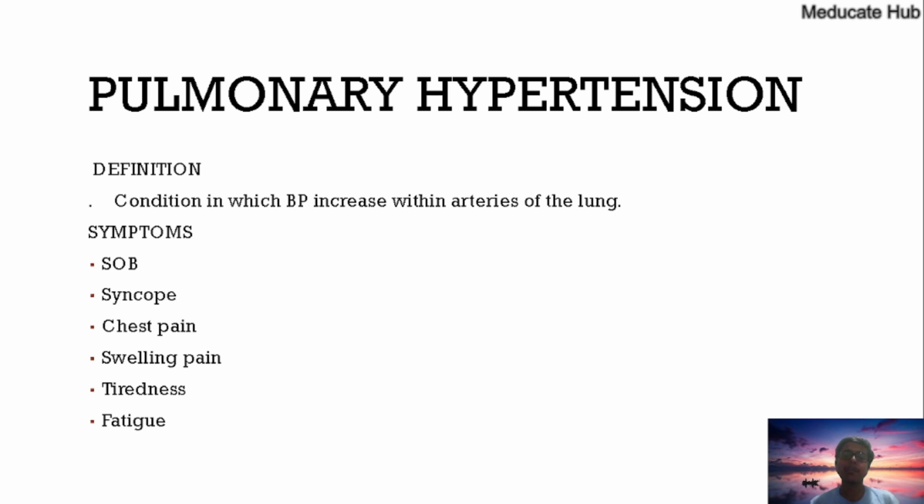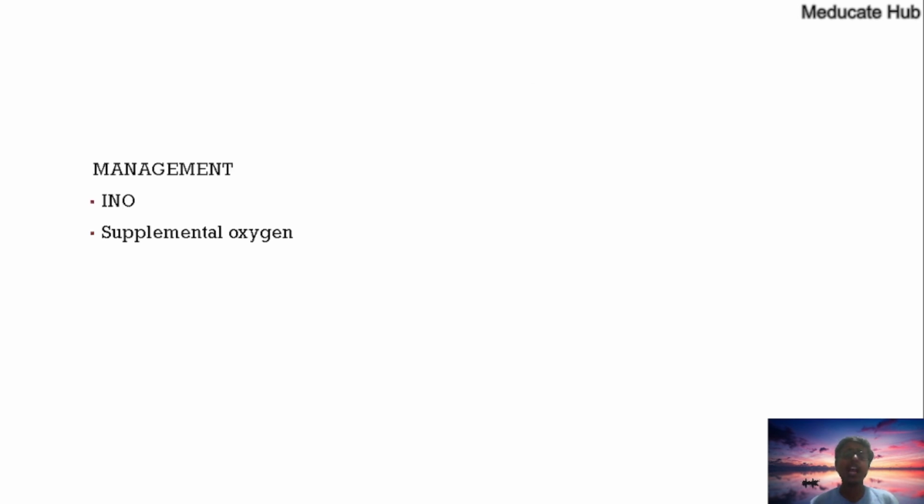Next, pulmonary hypertension. What is pulmonary hypertension? It is a condition in which blood pressure increases within the arteries of the lung. So in the arteries of the lung, the blood pressure will be increased. The symptoms we can see in pulmonary hypertension are SOB, syncope, chest pain, swelling, tiredness, and fatigue. And for management, we use iNO and supplemental oxygen. So we can manage pulmonary hypertension through this.